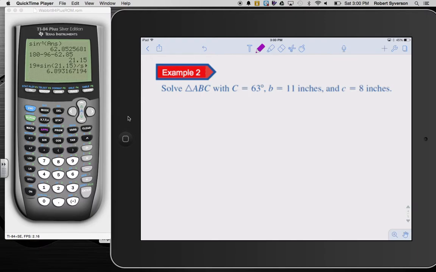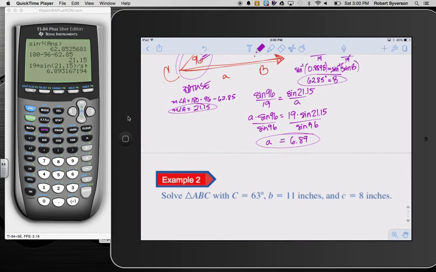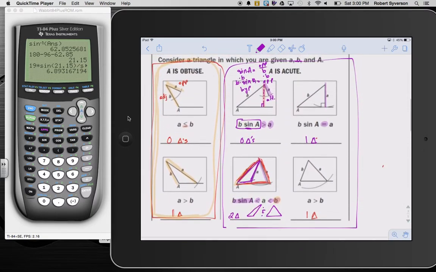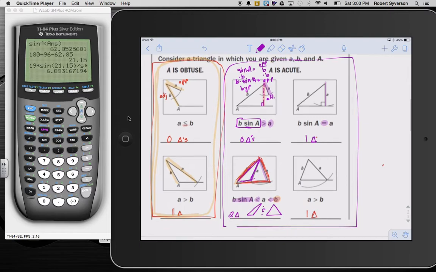Okay, so here is our third video in the Law of Sines Ambiguous Case series. In the last case, we took a look at a situation where we had an obtuse angle with one triangle possible. Okay, in the video before that, we went through our 6 possible scenarios.